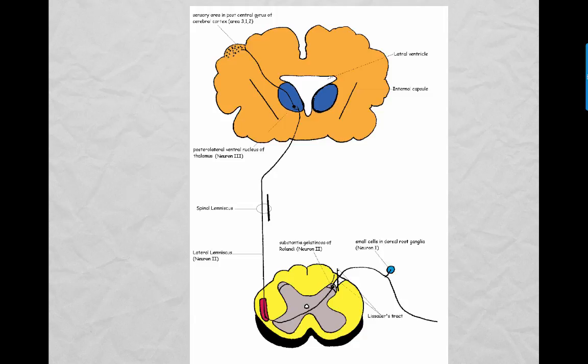Here we will start the third order neuron, where the axons of this nucleus will pass through the posterior limb of the internal capsule, through the sensory radiation in the corona radiata, and finally reach the postcentral gyrus sensory area, areas 3, 1, 2.